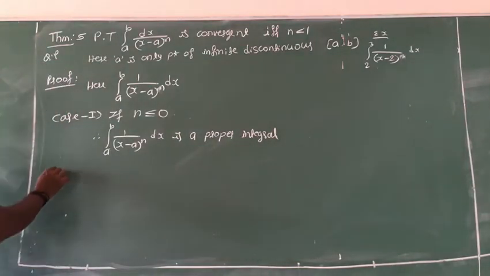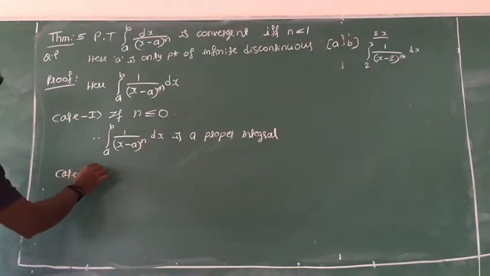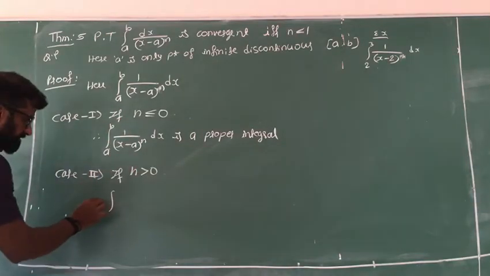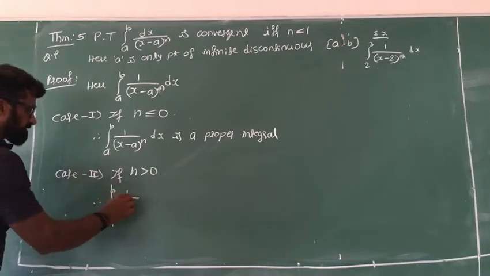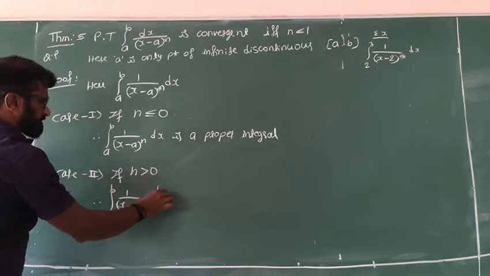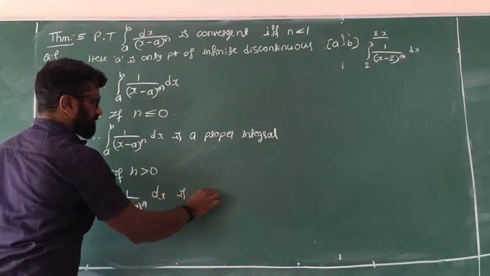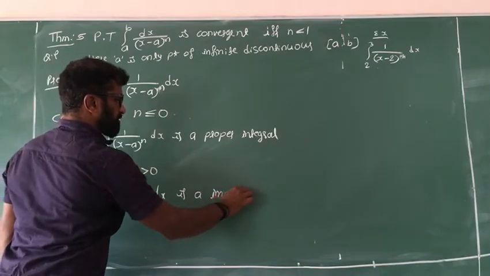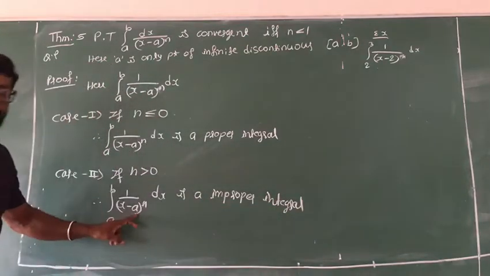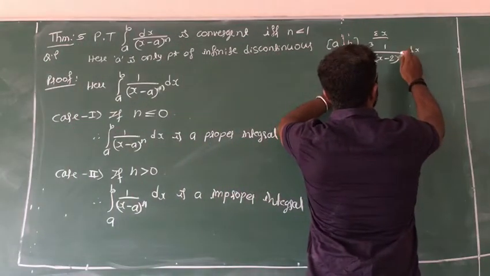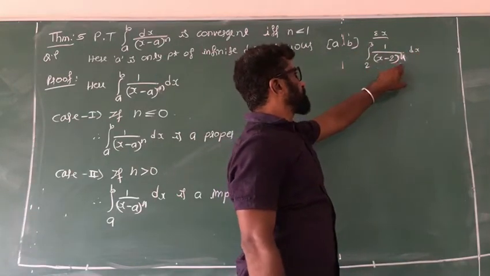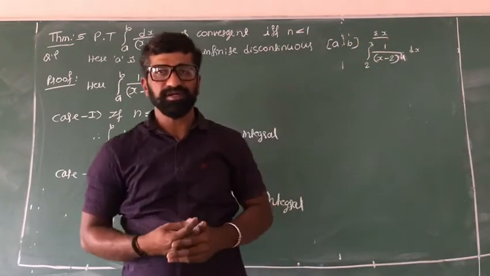Right? Case 2. If n is greater than 0, the given integral, a to b, 1 divided by (x minus a) raised to n, dx, is an improper integral. For example, taking n as 4, 2 to 3, 1 divided by (x minus 2) raised to 4, the given integral is an improper integral, right?